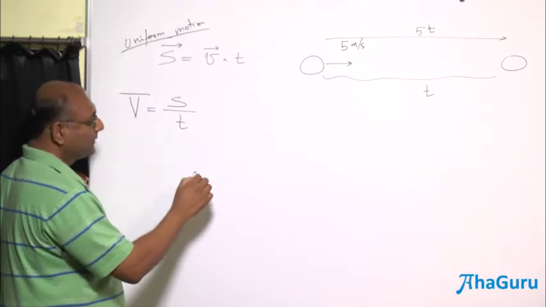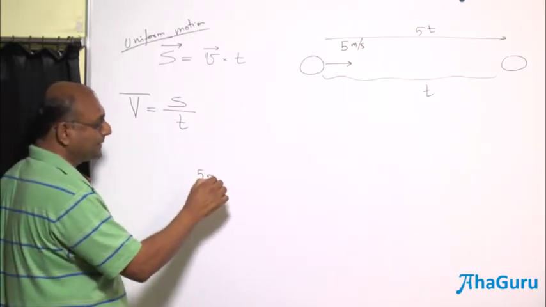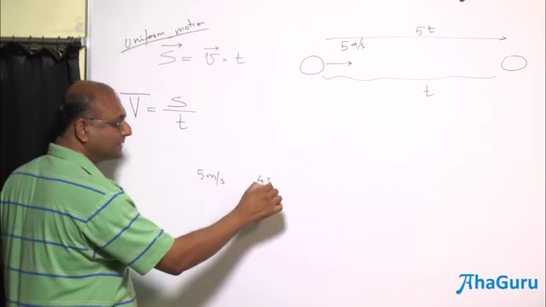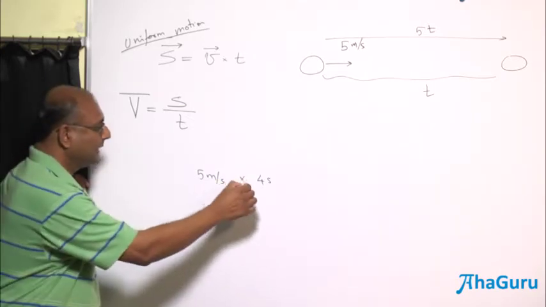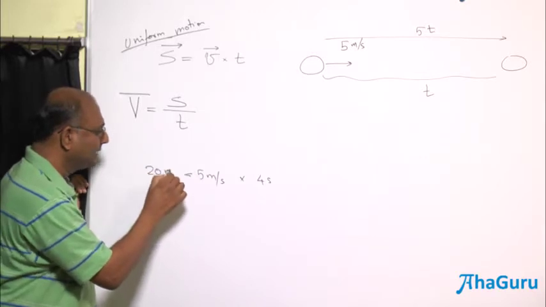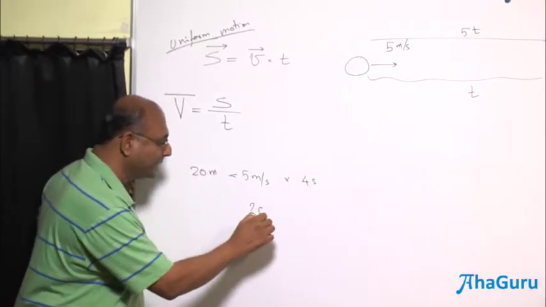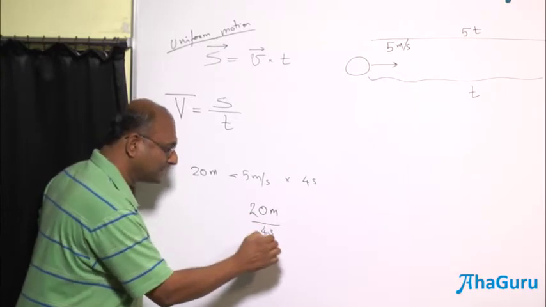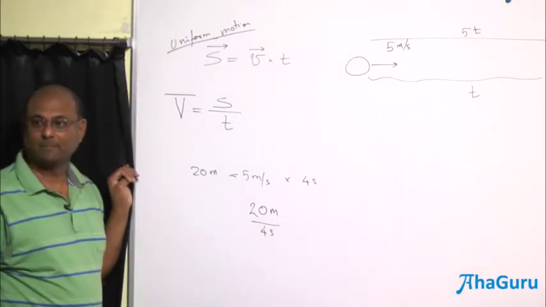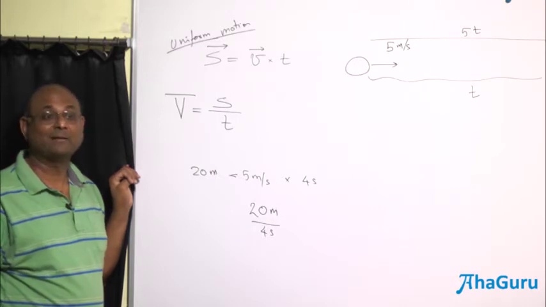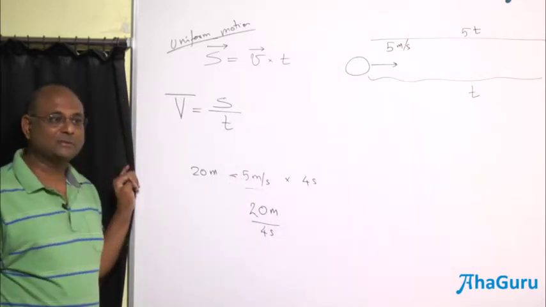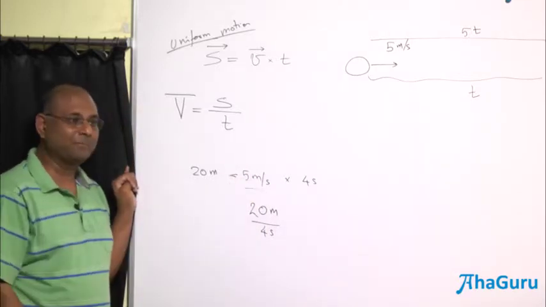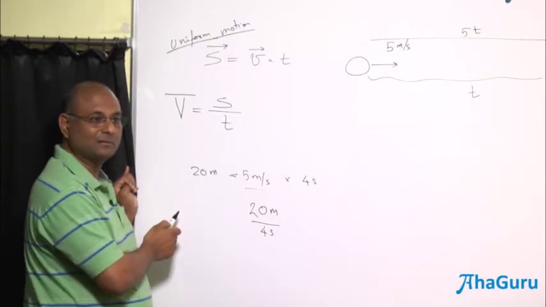If I tell you that an object is moving at 5 meters per second for 4 seconds, what is its displacement? I can say that this is 20 meters. If I tell you an object has moved 20 meters in 4 seconds, what is its velocity? You can't find. How come? If I tell you that it is moving at 5 meters per second for 4 seconds, how come you find displacement, but you can't do displacement by time and find velocity?